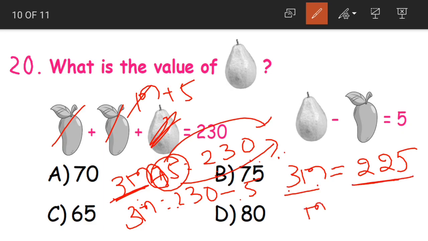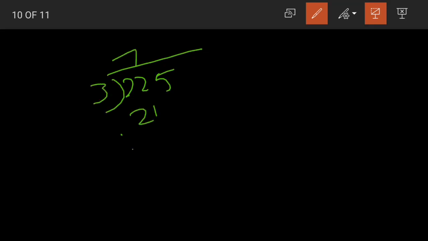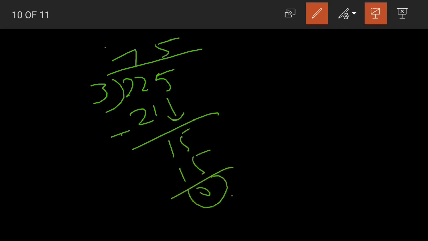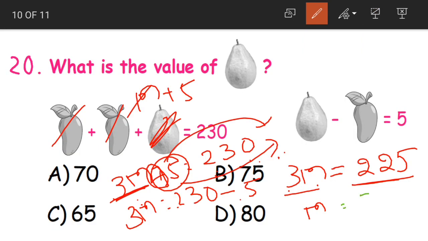Now what will be the value of 1 mango children? Yes, we need to divide. 225 divided by 3. 3 sevens are 21, minus 1. 5 brought down. 3 fives are 15. 0 is our remainder. What is the answer? 75. Now don't get confused. What is the 75? 75 is the value of mango. But we need to find out the value of pear.